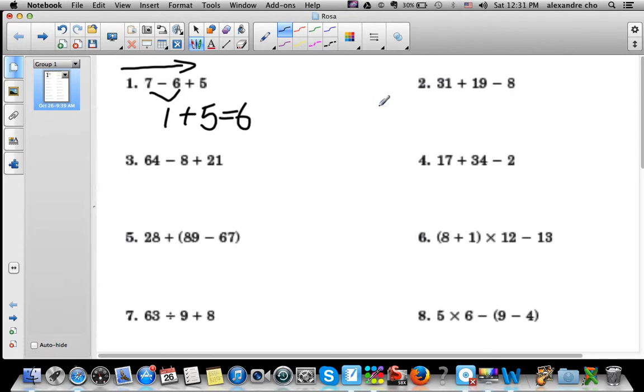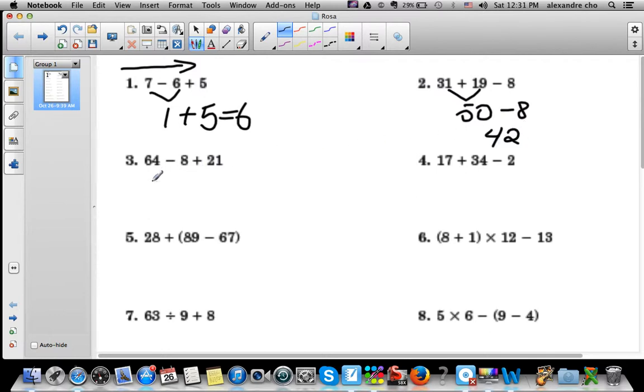Again, parentheses, no. Exponents, we don't see any exponents. Do we see any multiplication or division? Also no. And then finally we have addition or subtraction. Now, which one are we going to do first? We're going to do these two guys first because they came up first as we read them. Okay? 31 and 19 is 50 minus 8, and 50 minus 8 is 42.